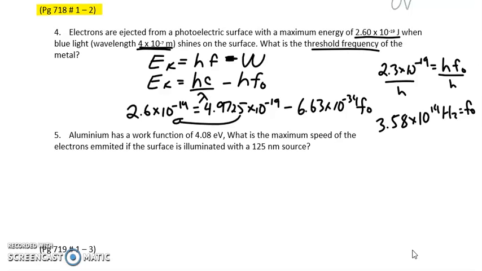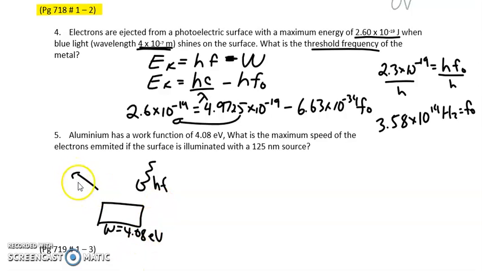Last example here. In this case, aluminum has a work function of 4.08 electron volts. We've got energy coming in the form of radiation and an electron coming out. This is what we want to find the speed of. We've been given this work function, so we can find out how much energy this electron has by taking how much energy is coming in minus the work function. So instead of EK, we'll use HC over lambda again.